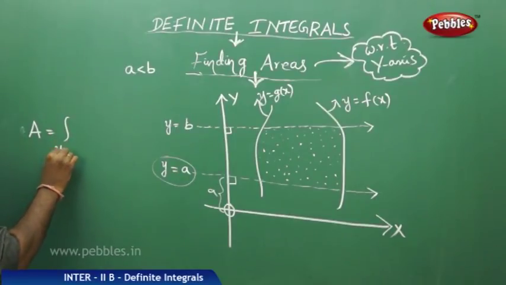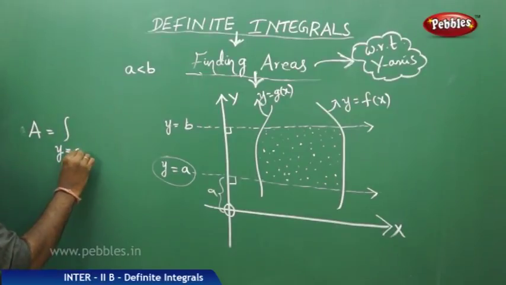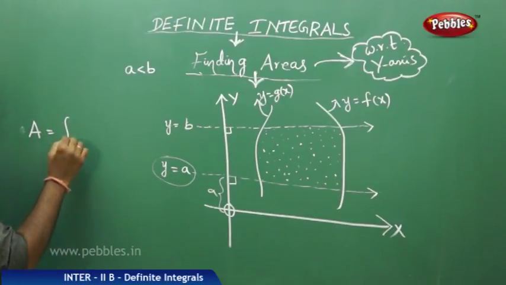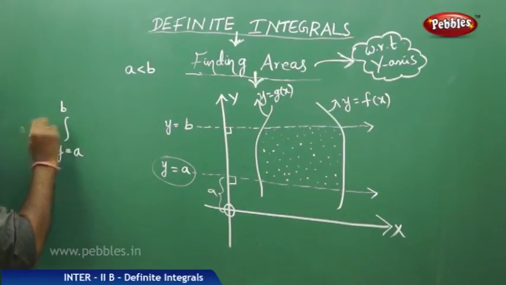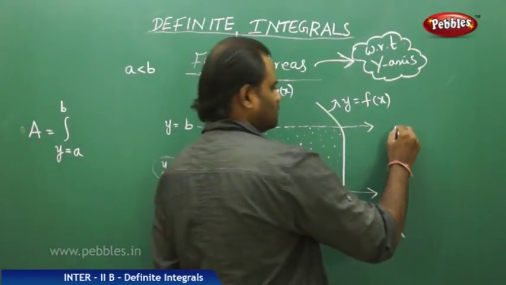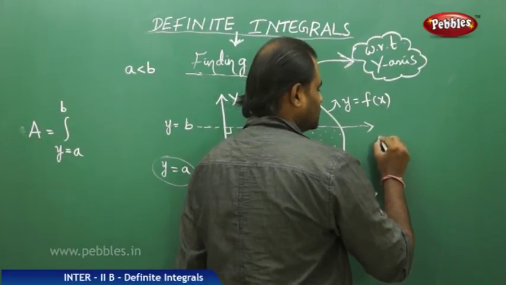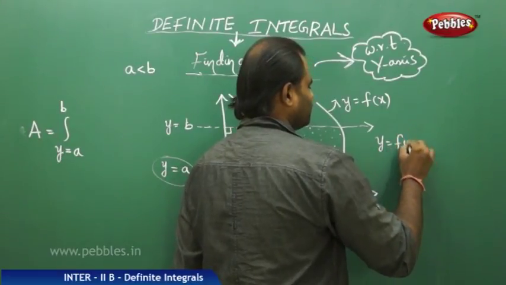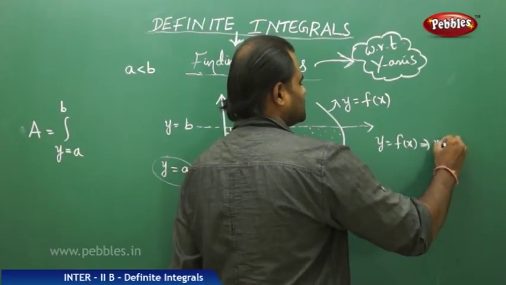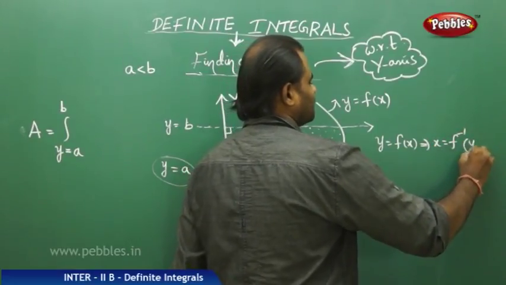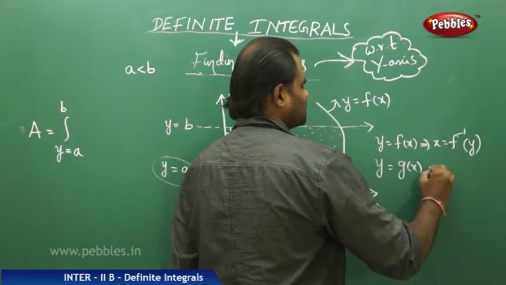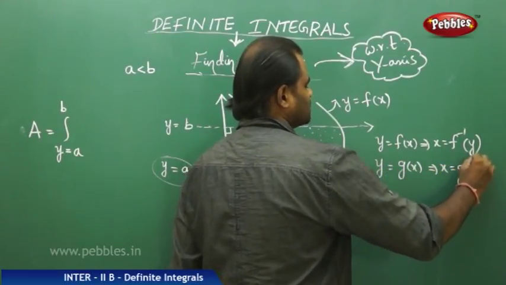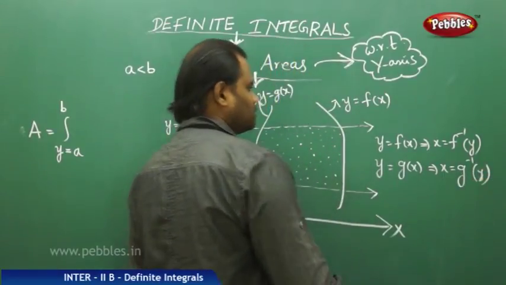integral, x changes to y. The lower limit of y is a and the upper limit of this is b. And when I have y equals f of x, it implies x is f inverse y, and y equals g of x implies x is g inverse y.